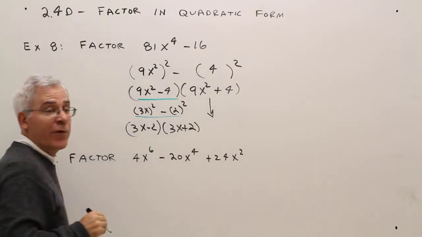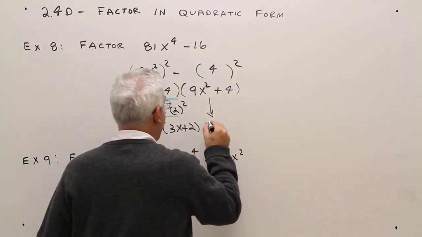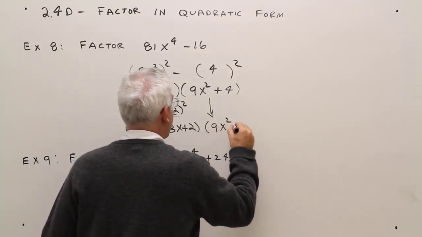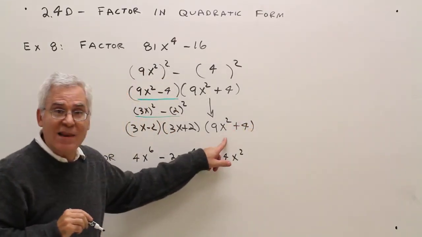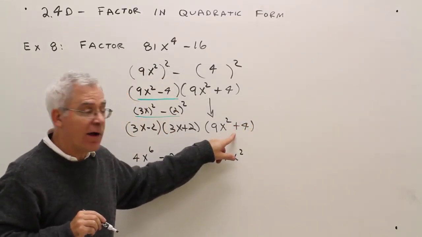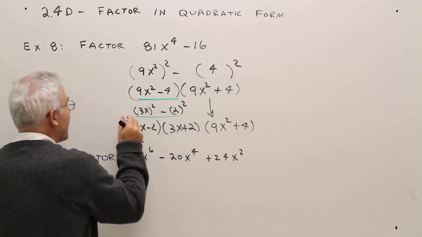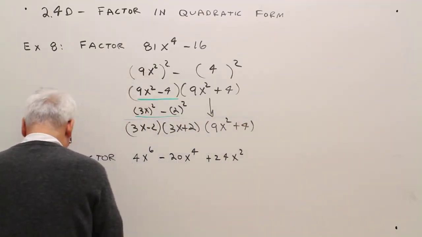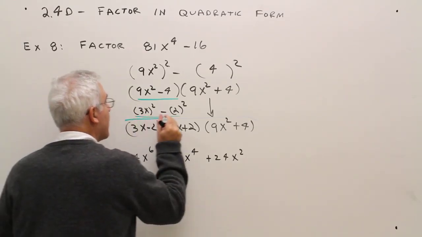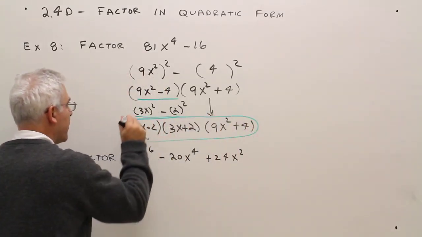And then, of course, don't forget to bring down that other factor, 9x squared plus 4. And please do not factor that. There's no sum of squares, only difference. So this entire circle would be the answer.